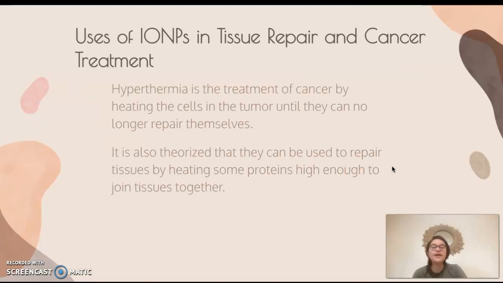So hyperthermia is the treatment of cancer by heating the cells in the tumor until they can no longer repair themselves. And IONPs are actually already being used in this way. It is also theorized that they can be used to repair tissues by heating some proteins high enough to join tissues together. This is still very much being tested on. But one thing that has been shown is that while it may not repair tissues, it definitely will protect them from further damage.